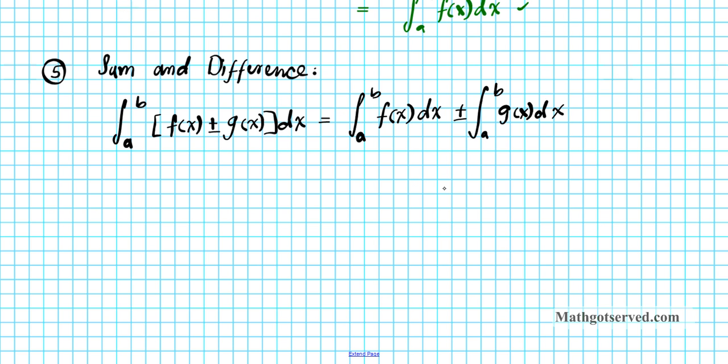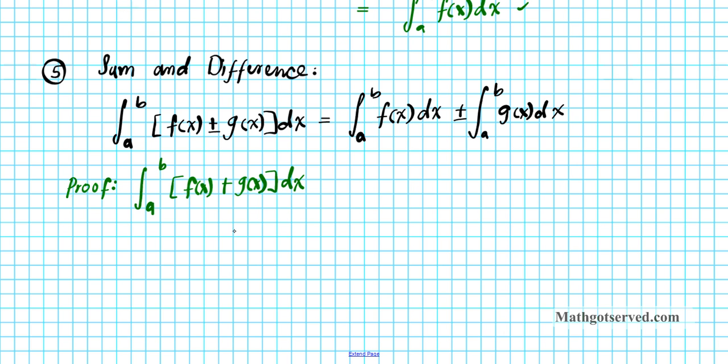Okay? So there goes the sum and difference rule for definite integrals. Well, let's do a short proof using FTC part 1 to show that this rule is in fact correct. Starting from the left side, we have the definite integral from a to b of f of x plus g of x dx.